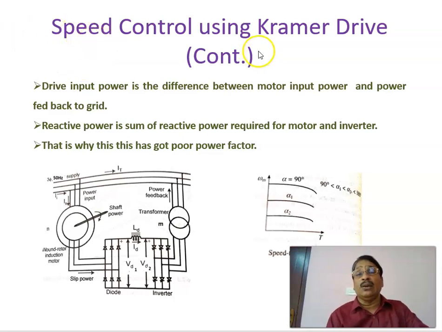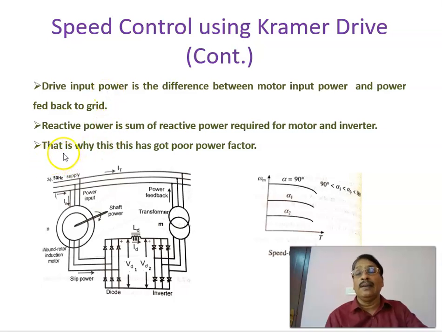Continuing the speed control using Kramer drive. The drive input power is the difference between the motor input power and the power fed back into the grid. That is the net input power into the motor. But the reactive power is the sum of the reactive power required for the motor plus inverter, meaning that the reactive power is increasing and real power requirement is reducing.